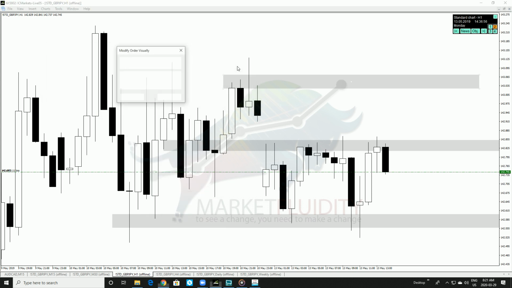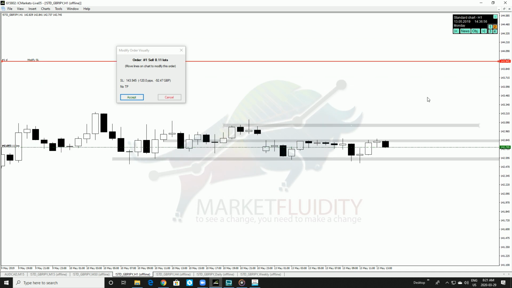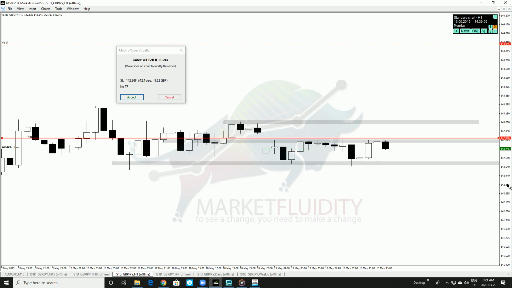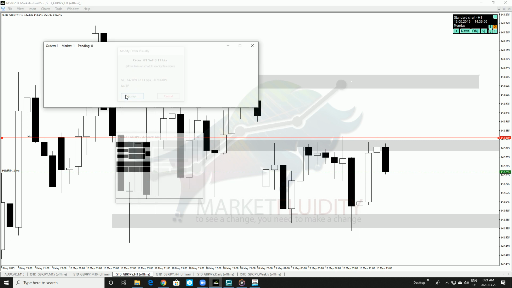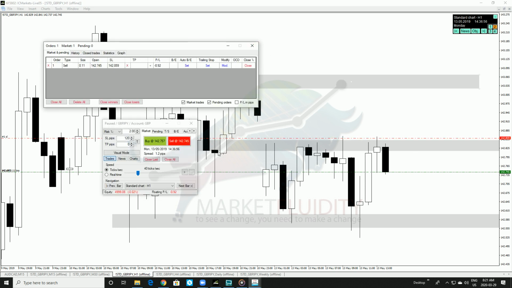Where's the stop loss? Did it place it? Oh wow, it placed it like 120 pips away. So see, it's at 12 pips right now. If price retraces a little bit, might want to enter another position.